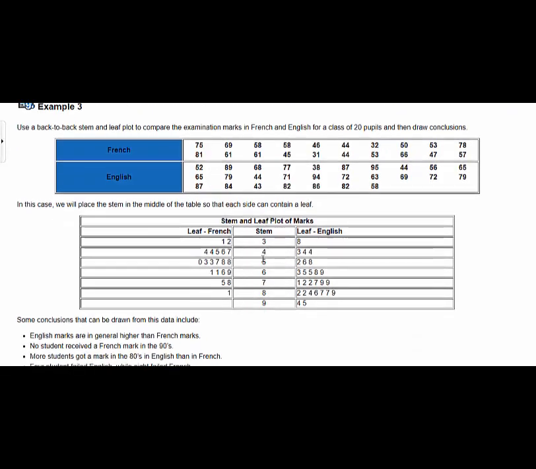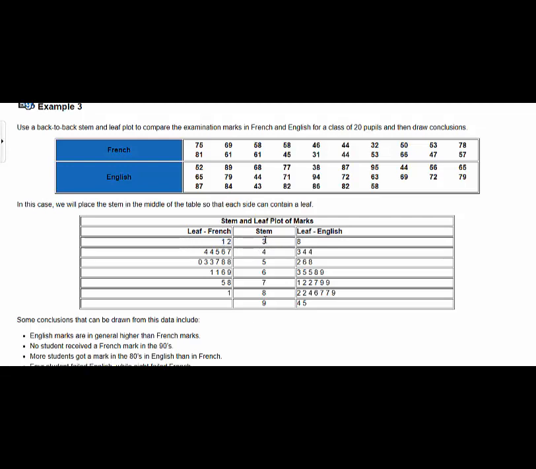Anyways, the idea would be the stem is again your first digit, and the leaf will be the subsequent digits. So just in order to organize it slightly differently and to have both sets of data there, we essentially put the stem down the middle, and then you can put one leaf to the left, one leaf to the right, and I can see clearly the lowest mark in the French class was 31.